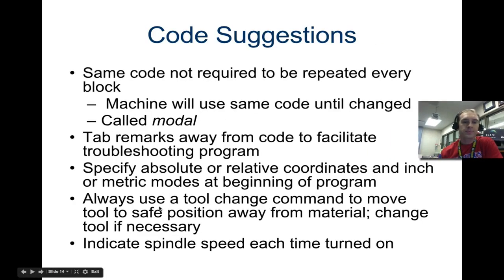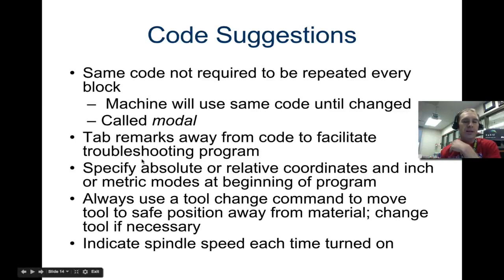So some code suggestions. Same code is not required to be repeated on every single block. If you set an F, a feed speed, on the first block, as long as that feed speed is the same for the next few lines of code, you don't have to rewrite it again. Tab remarks away from code to facilitate troubleshooting the program. So after your semicolon, if you push the tab button and slide them all over, it does help with comments.